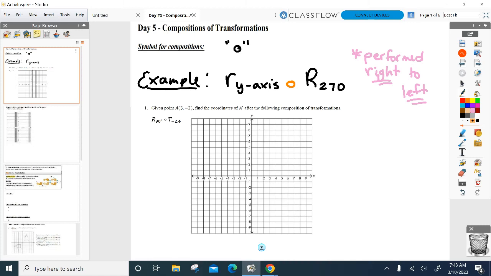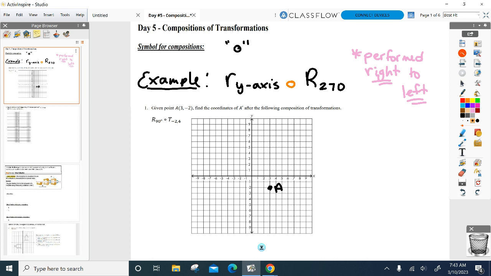So let's try this composition on point A, 3, -2. So 3, -2, we know how to graph. That's not an issue. Everyone sees the composition symbol right there. So you're going to do two transformations right now, a translation and a rotation. Which one do I do first?